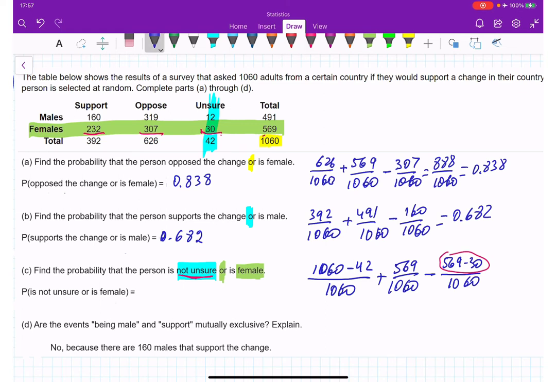And that is going to be equal practically to 0.96 plus 0.537 minus 0.508 equals 0.989. So here is 0.989. All right.